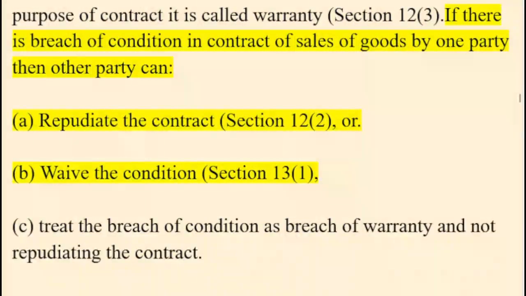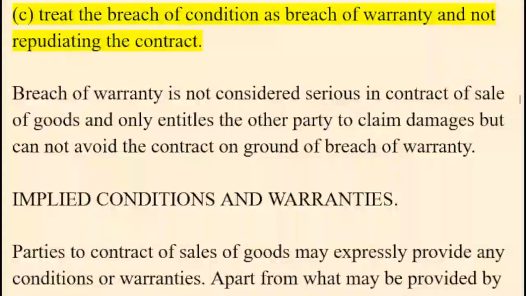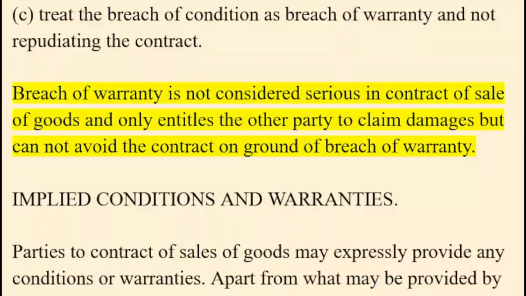If there is breach of condition in a contract of sale of goods by one party, then the other party can: a. repudiate the contract, Section 12(2), or b. waive the condition, Section 13(1). c. treat the breach of condition as breach of warranty and not repudiate the contract. Breach of warranty is not considered serious in a contract of sale of goods and only entitles the other party to claim damages but cannot avoid the contract on the ground of breach of warranty.